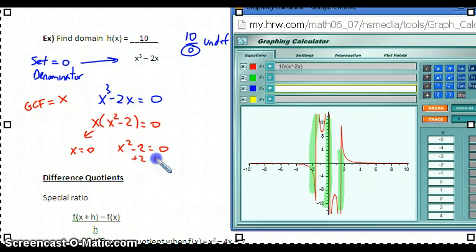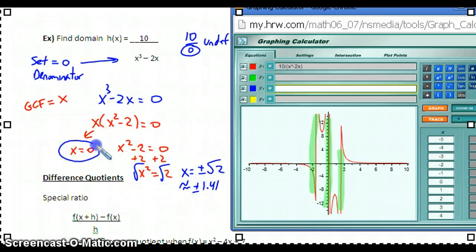Solving this, I'm going to end up with x squared equals 2. Get rid of the squared by taking the square root, and I would find that x would be equal to plus or minus the square root of 2. And I know that that is the same as 1.41 roughly. So I can confirm that the places where the graph does not exist are at 0 right here, about +1.4 and about -1.4.